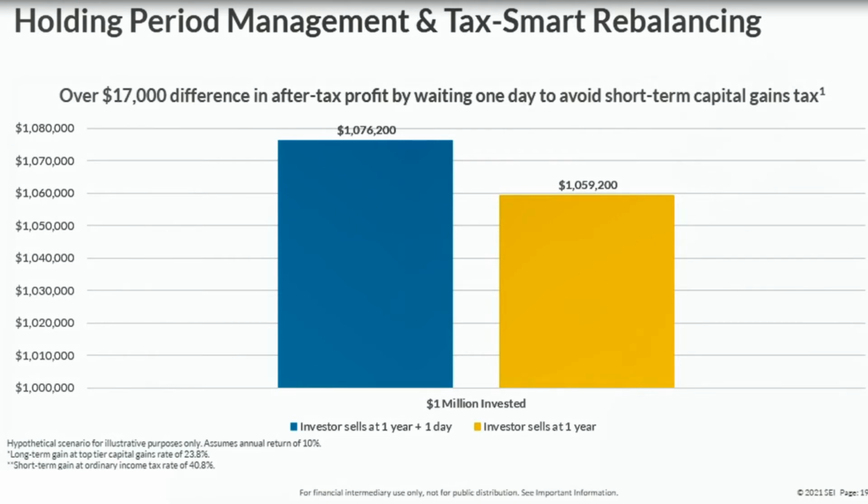Investors that sell right at the year, just 1 day prior to a full year's holding, paid ordinary income tax, which is a rate of 40.8%. That's a 17% differential. That 17% differential is reflected in the amount of money that this individual got to keep versus this individual got to keep. The difference went to the government. So again, how you earn that investment income can have a huge impact on your tax bill.